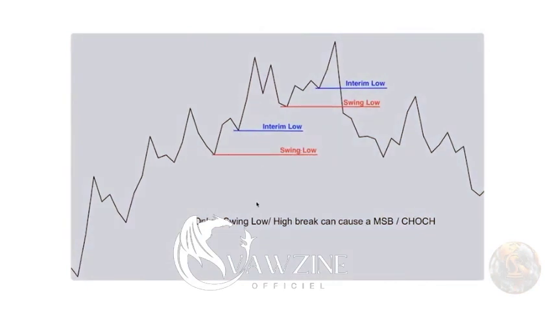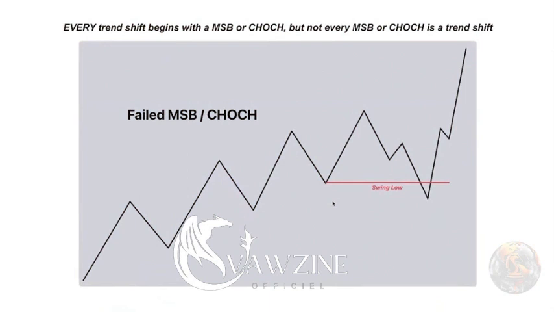So we've marked our interim lows, our swing lows, and we've reinforced that only a swing low or a swing high break can cause the market structure break or the change of character. Very, very important. Finally, there is a rule. Every trend shift begins with a market structure break or a change of character, but not every market structure break or change of character is a trend shift.